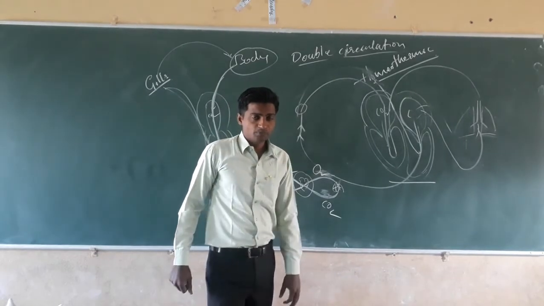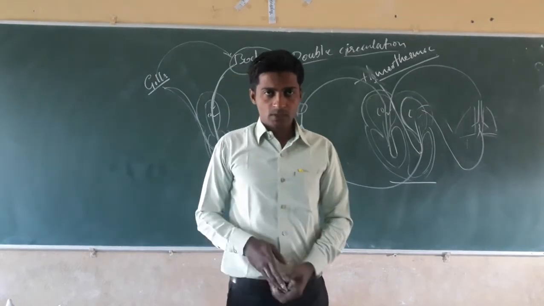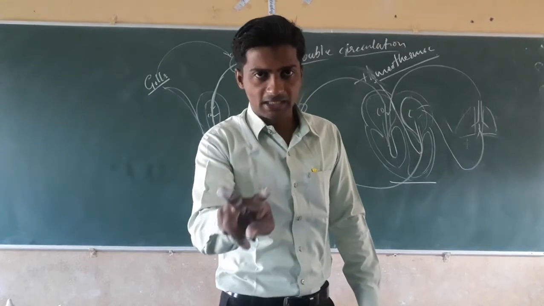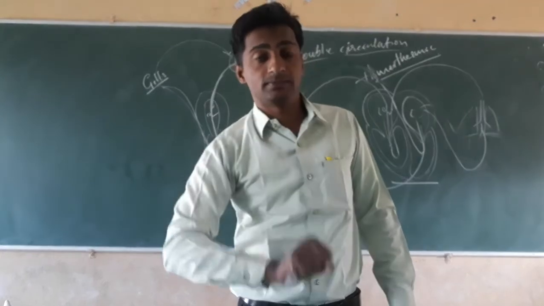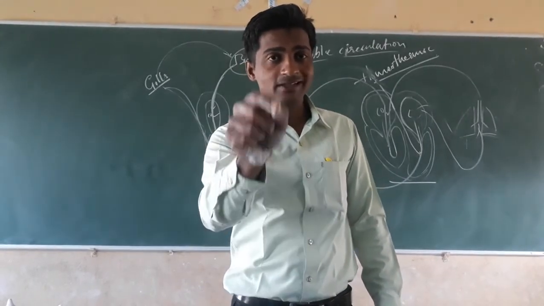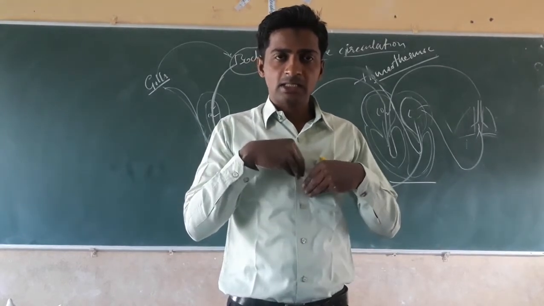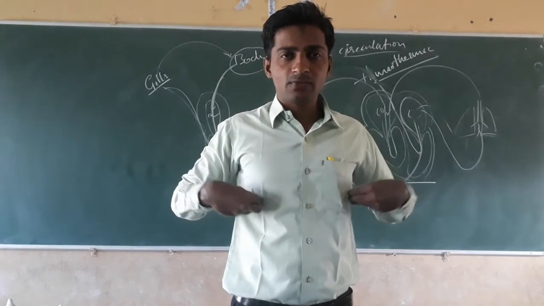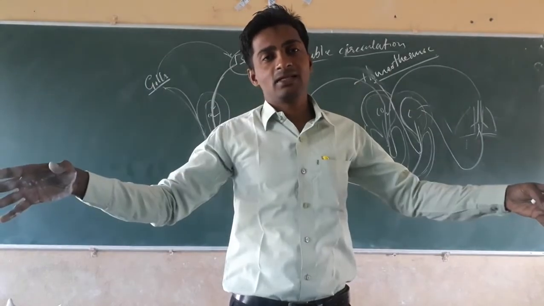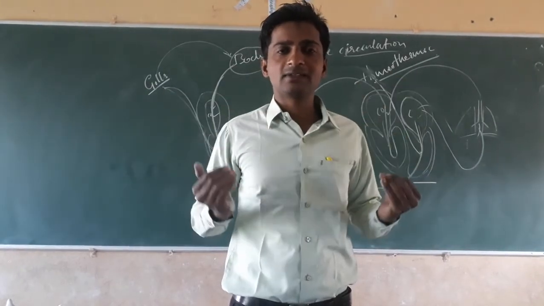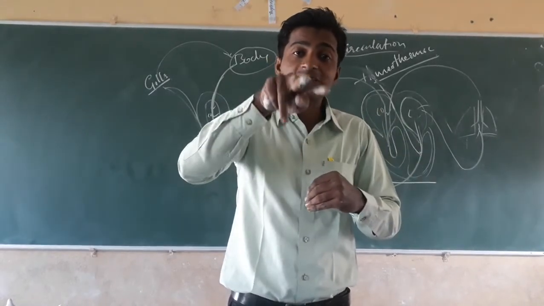Once again, double circulation is the type of circulation in which the blood enters the heart twice in each cycle. First from the body to the heart, then from the heart to the lungs. From the lungs again to the heart, then from the heart to the body. So twice it enters the heart.